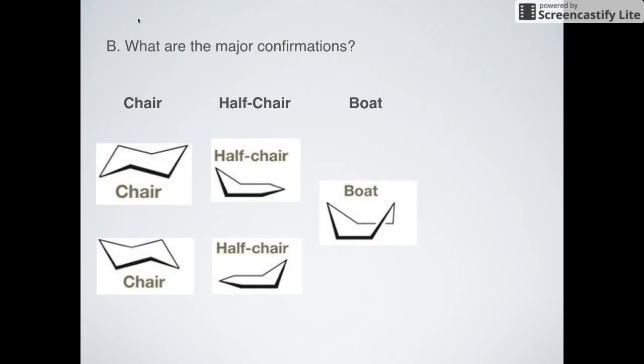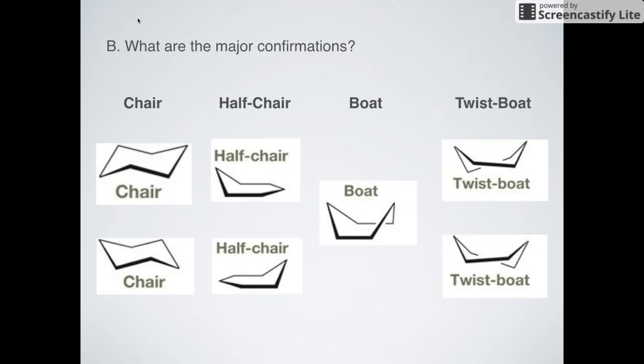The boat structure gets its name because it looks like a boat. That's when both sides are pointing upwards. And then you have the twist boat, which is the most complicated looking one, and you kind of have to picture this is coming out towards you, and now the line behind it is going straight back. So that means that if you were to look at this from behind, it looks like it's actually twisted. And just like the chair and half chair, there are two forms of that.